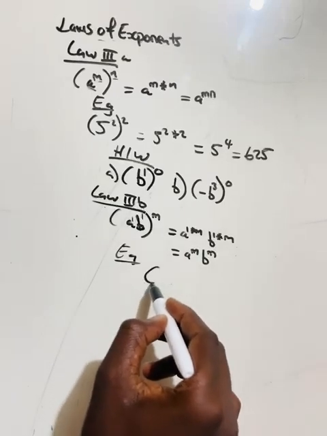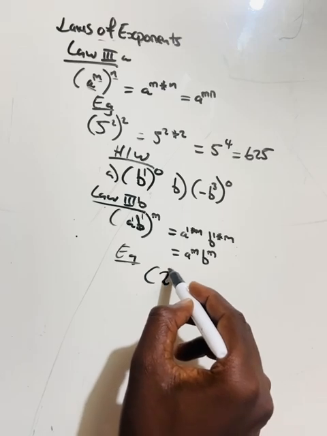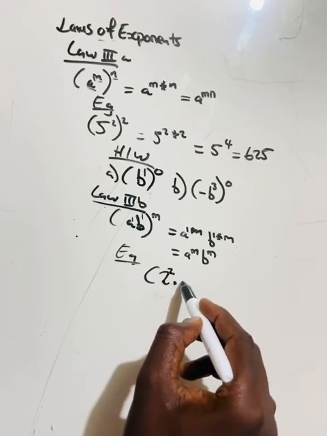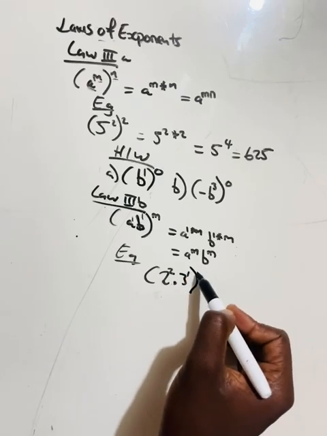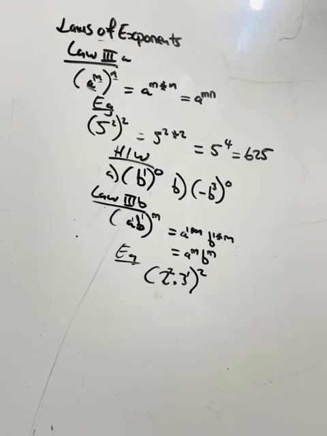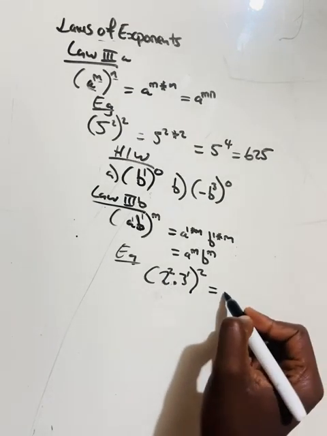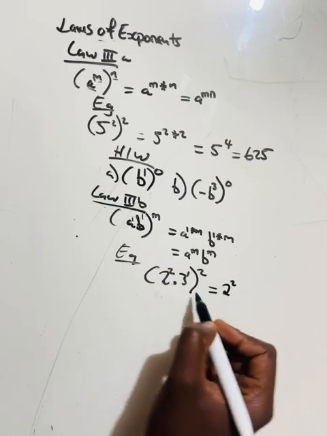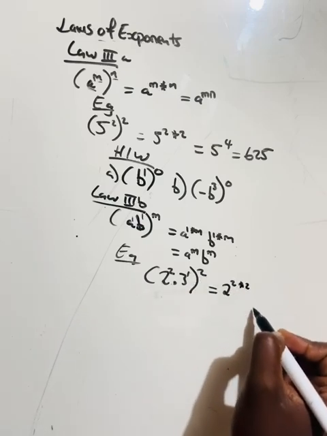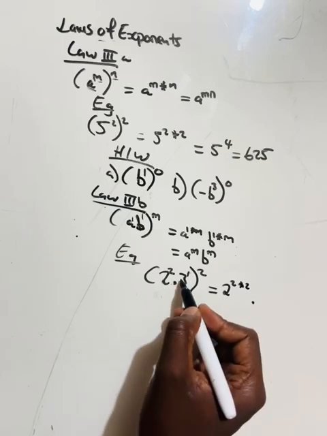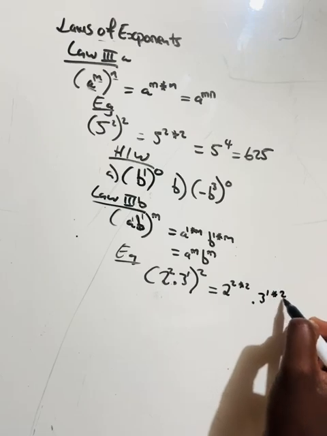So we are going to say open bracket. I've been given base 2, and it's 2 to the power 2 multiplied by base 3, which is to the power 1. Close the bracket, to the power 2. So what are we going to do in this particular instance? We have this base 2, which has an exponent 2. It is going to multiply with the exponent which is outside, so multiplied by 2. And here we've got 3, which is 3 to the power 1, multiplied by 2.